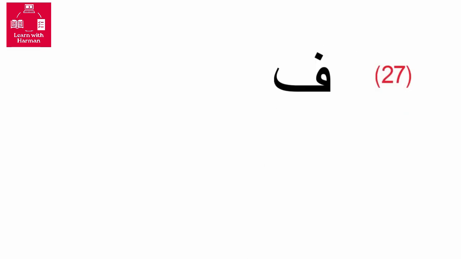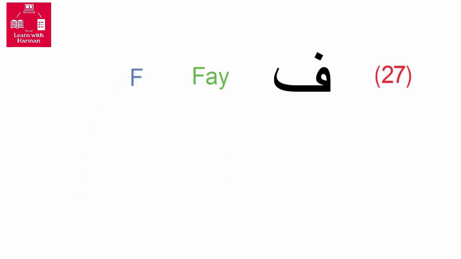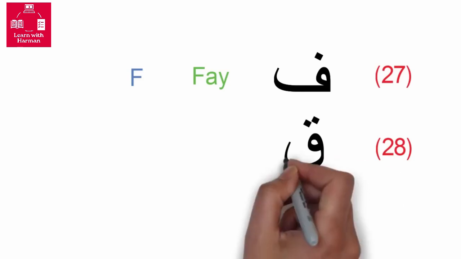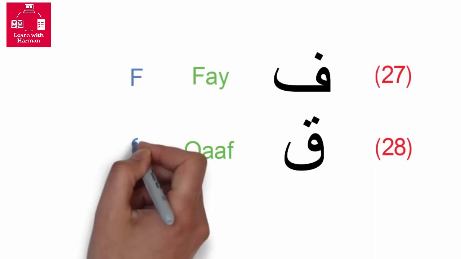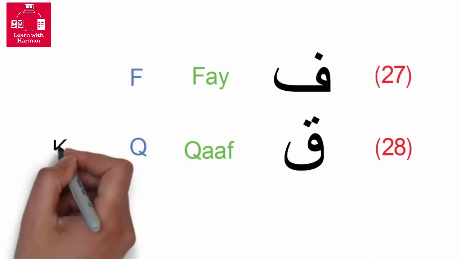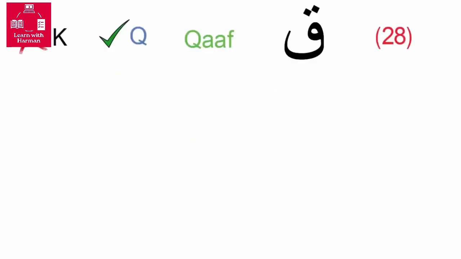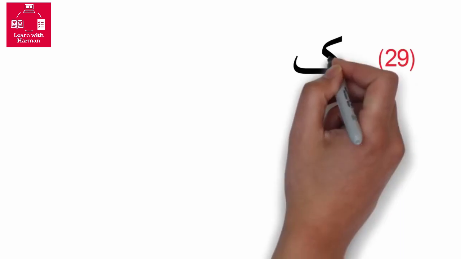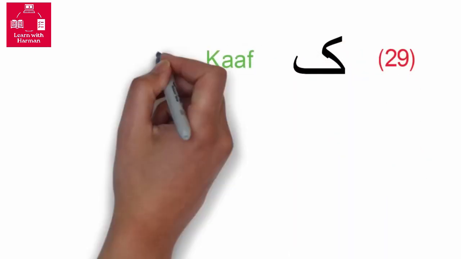Fa. It sounds F in English. Qaf. It sounds Q in English. It's not K. Kaf. It's like K in English.